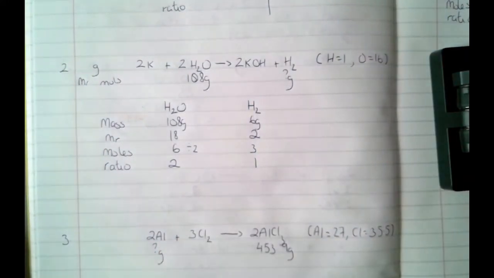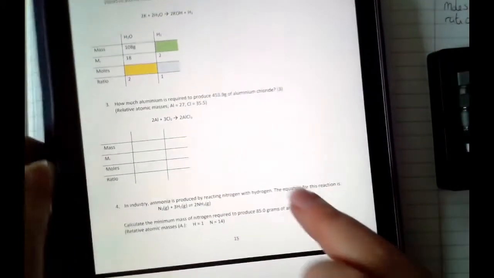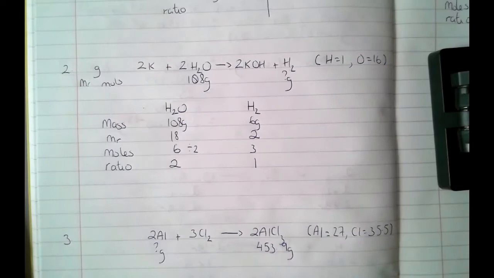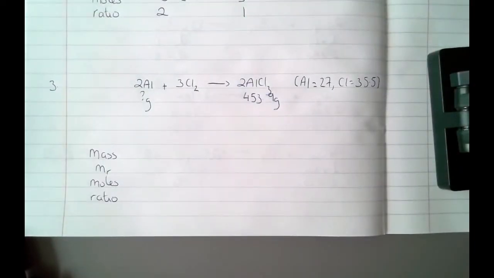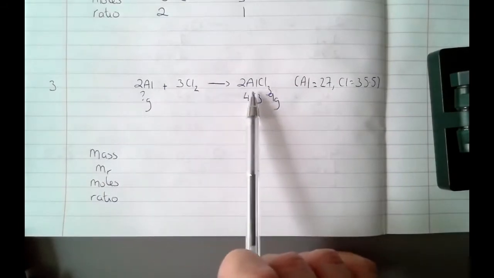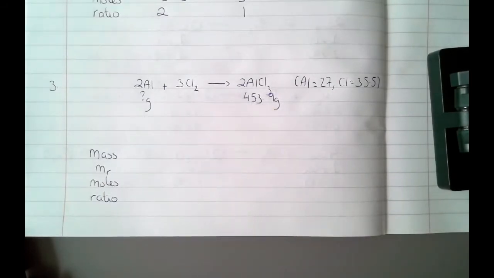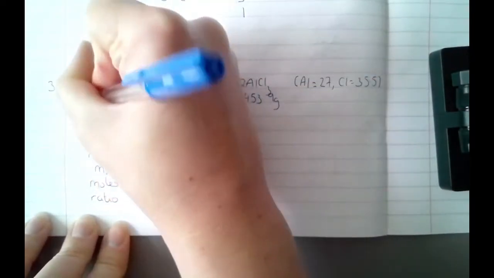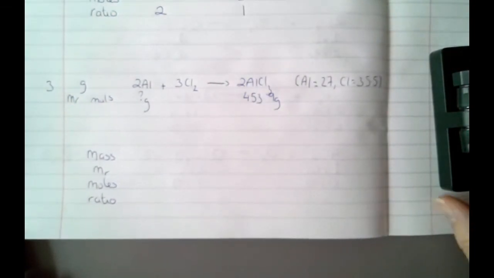The next question, you're asked about how much aluminium is required to produce 453.9 grams of aluminium chloride. So again, I've written out my equation, and I am asked about how much aluminium, and I'm told how much aluminium chloride I've got. So I'm going to write out my G Mr Moles. That's the formula triangle that I'm going to be using, and I've filled in my table already.